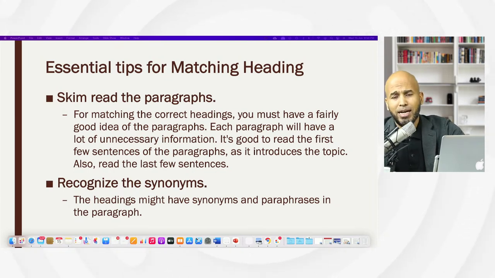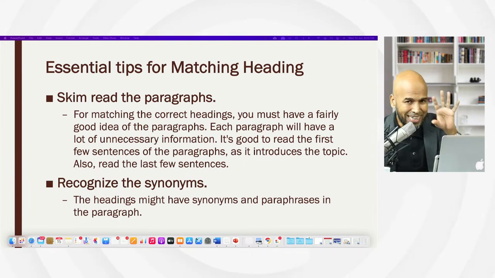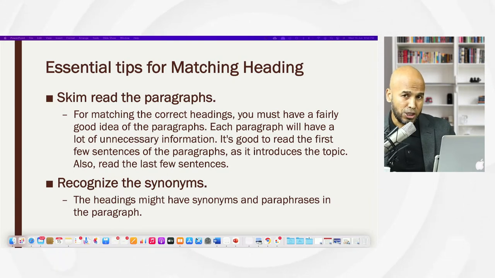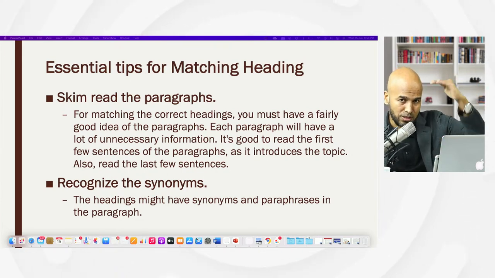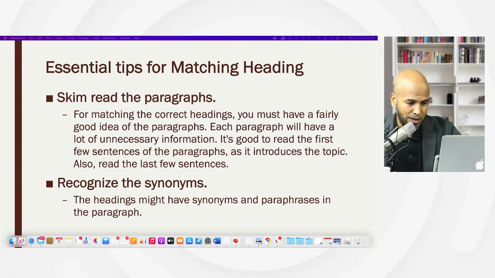Skim read the paragraphs. Of course, you don't need to read each and everything. Rather, you skim it. For matching the correct headings, you must have a fairly good idea of the paragraphs. So skim it, quickly read it. Sometimes read slowly to get a connection between the first sentence and second sentence, or maybe the second and the third sentence. Recognize the synonyms.